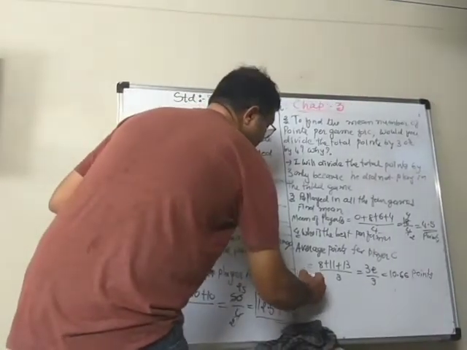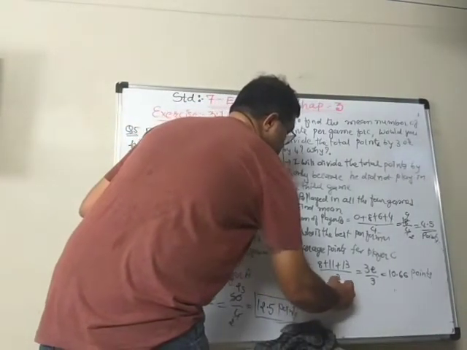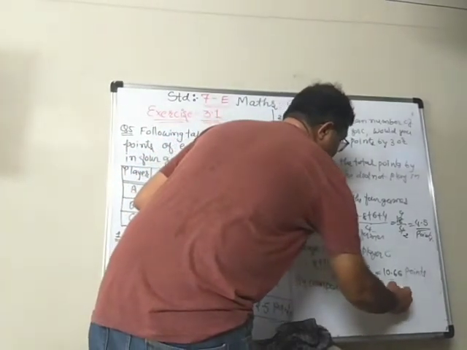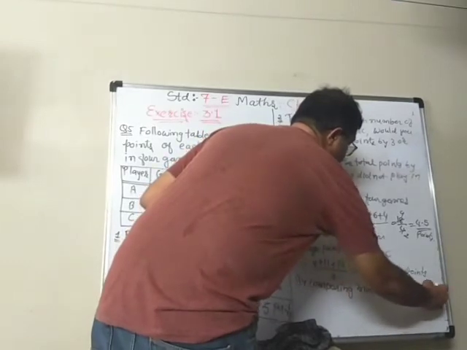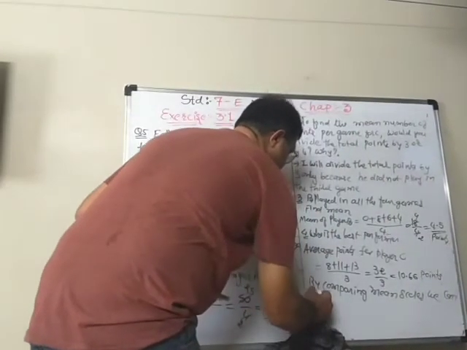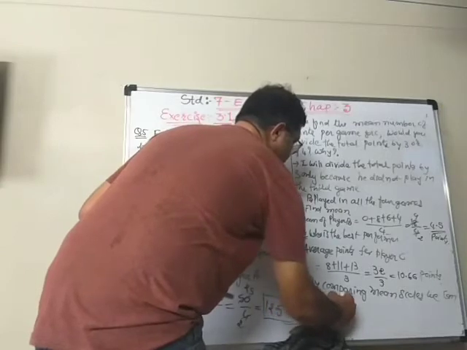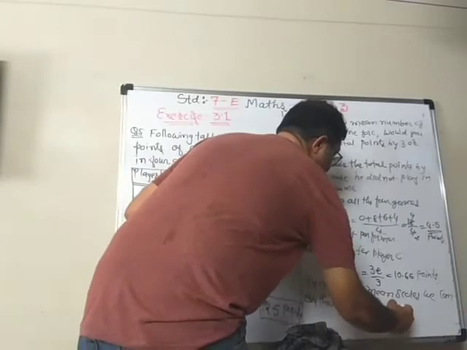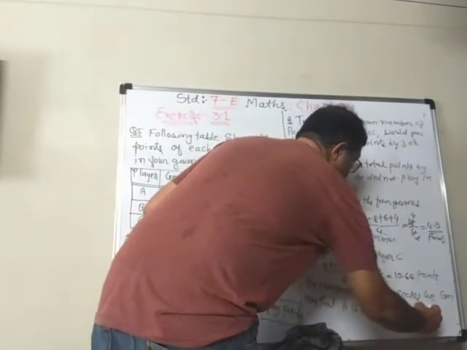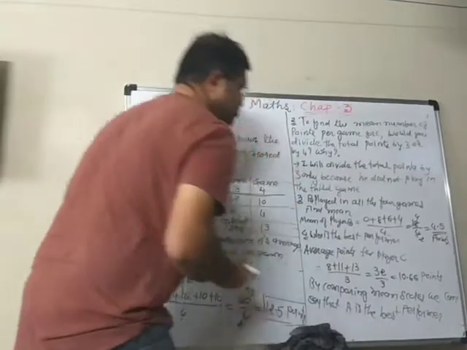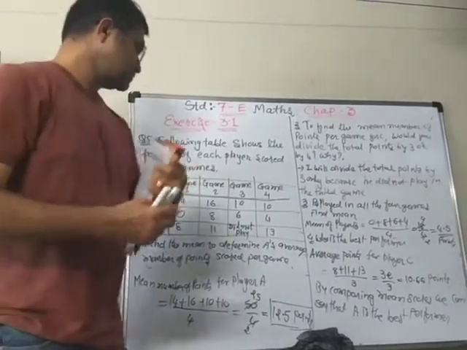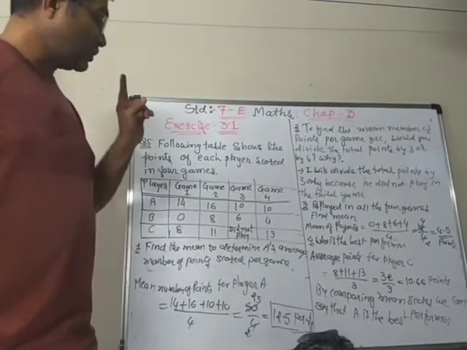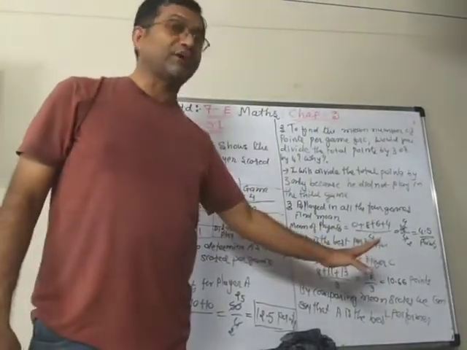So by comparing mean scores, we can say that A is the best performer. As we saw that the average or the mean point of A is the highest, that is 12.5. So he is the best performer.